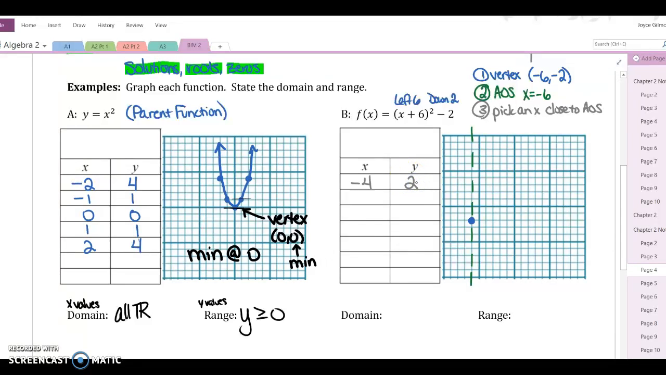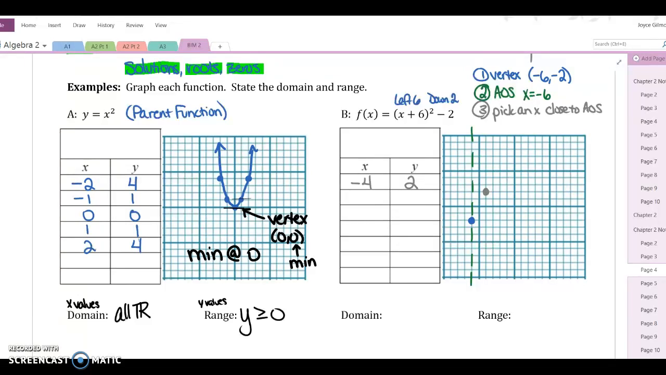So when I plug -4 into my calculator, I get 2 as my y value. That means the point -4, 2 is on this parabola. So where did that point come from? I picked -4 because -4 is 1 or 2 units away from my symmetry line, and I plugged that into the function to get the corresponding y value.